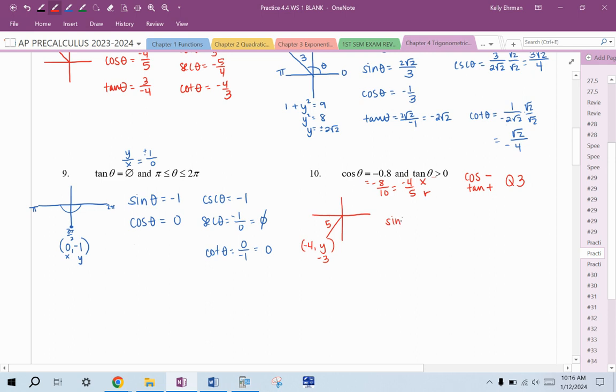All right, so sine theta, I'm going to keep my answers in fractions rather than going back to decimals. So sine theta is negative 3 over 5. We already had cosine. Tangent theta is negative 3 over negative 4, so make that positive 3/4. Cosecant theta is negative 5/3. Cotangent theta is 4/3. And that's it.